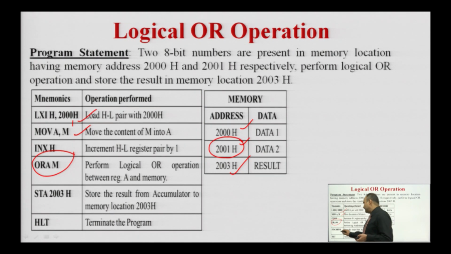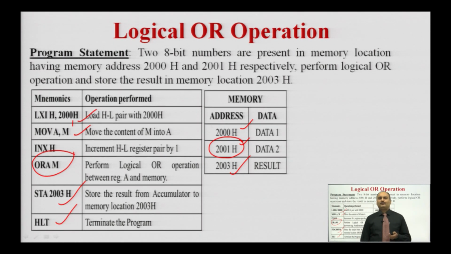Then with the help of the STA 2003H instruction, the processor will store the content of the accumulator into the memory location having the address 2003H. Here the content of the accumulator is nothing but the result of the logical OR operation, and finally we terminate the program with the help of the HLT instruction.